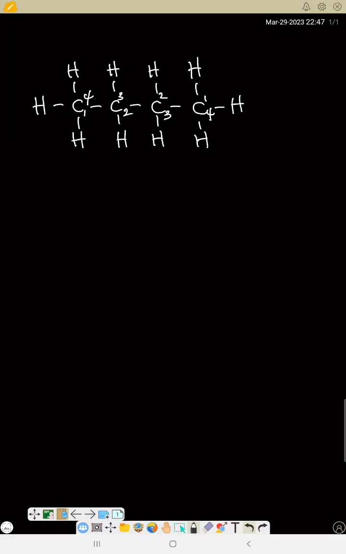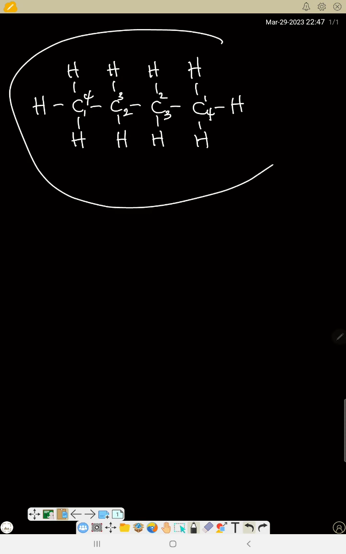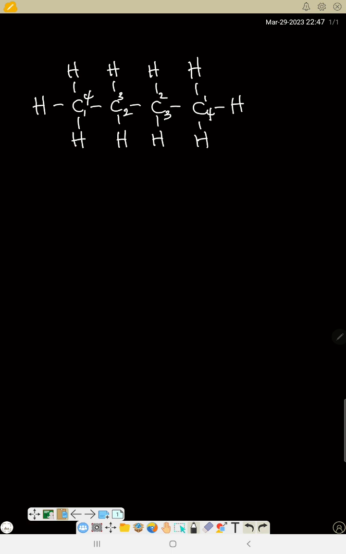Now let's start the naming. So what is the name of this structure here? To name this, remember I told you that one carbon is meth, two carbons is eth from the first video. Go and watch the video again. Now three carbons is prop, four carbons is but, like that.